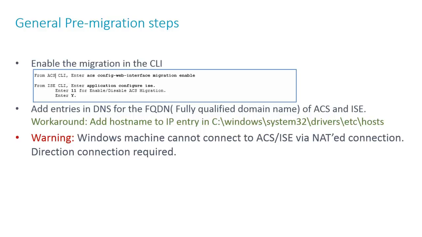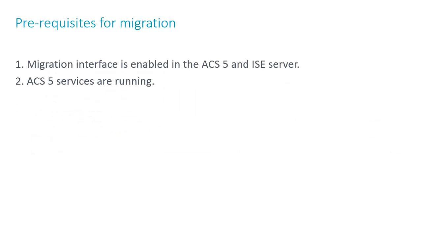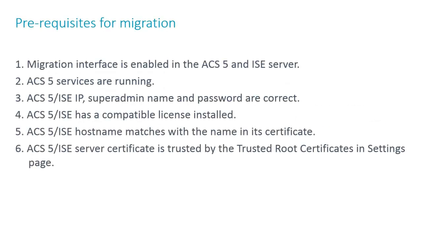Again, as a warning, I would say that the Windows machine cannot be behind a NAT device. It needs to be directly connected to the ACS and ISE. And this is a summary of some of the prerequisites that we discussed before for your reference.